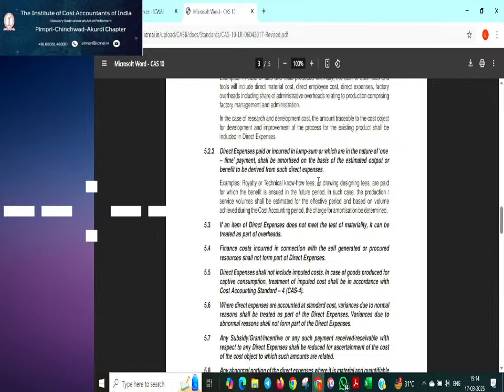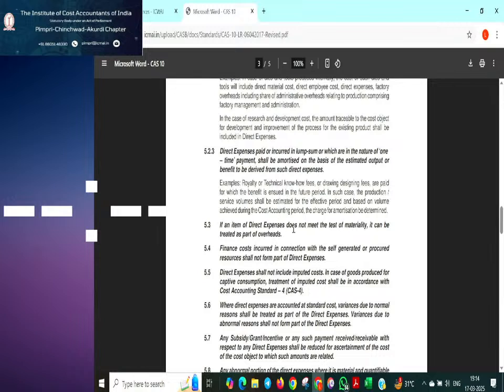So royalty or technical know-how fees or drawing designing fees are paid for which the benefit ensues in the future period. In such case, it shall be estimated for the effective period and based on the volume. Sometimes the royalty and technical know-how is also paid based on the production. So we will look into that kind of a problem also.